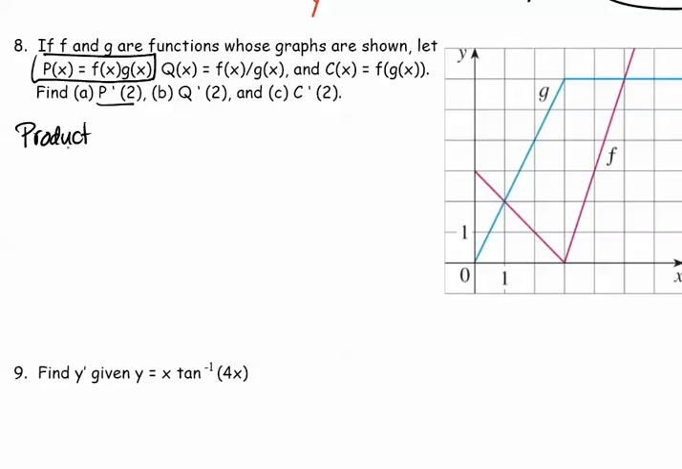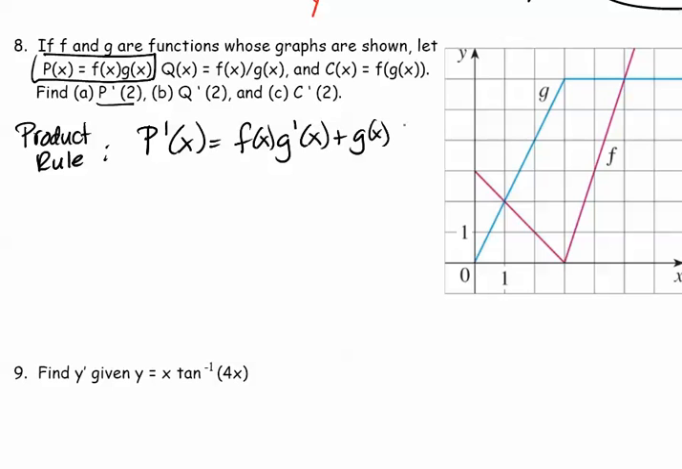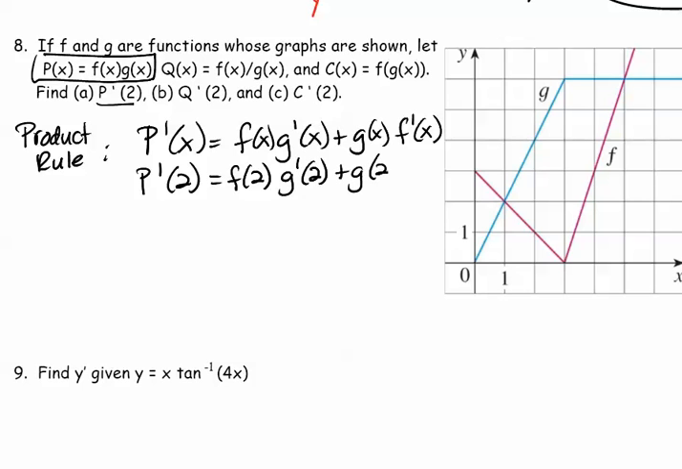So by the product rule, we would write that p prime of x is equal to the first function times the derivative of the second plus the second function times the derivative of the first. And now we want to find out what p prime of 2 is. So we want f of 2, we're going to read these from the graph, times g prime of 2 plus g of 2 times f prime of 2. For f of 2, we're just reading the y coordinate. So f of 2 looks like a 0. So we really don't care what g prime of 2 is in that case.